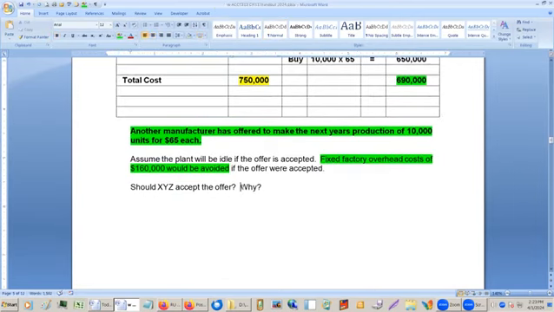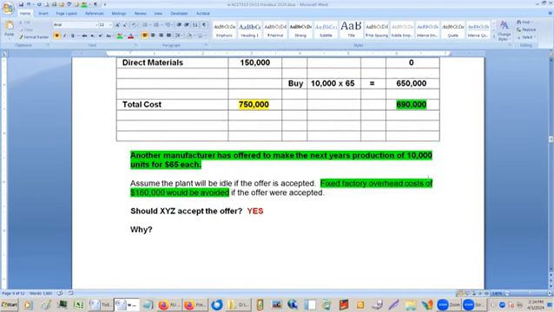So should they accept the offer? Now this one is a yes. Why? It is $60,000 cheaper to buy it.